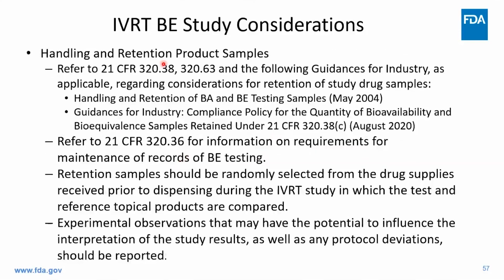I want to talk a little bit about the retention products, actually. So it's important that for any study supporting a demonstration of bioequivalence, that there are some elements that are important. And this includes the handling and retention of product samples, the maintenance of study records, and the reporting of any observations or deviations like SOP deviations or protocol deviations.